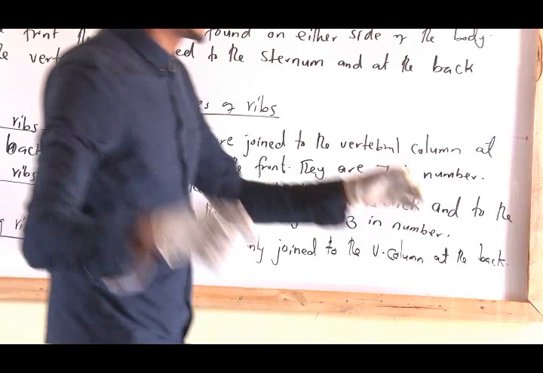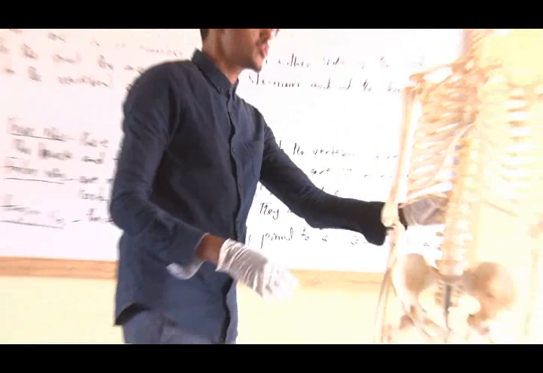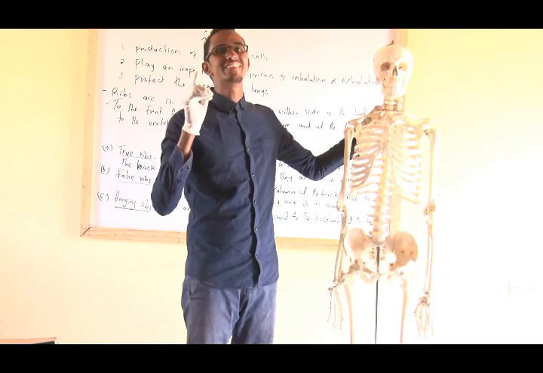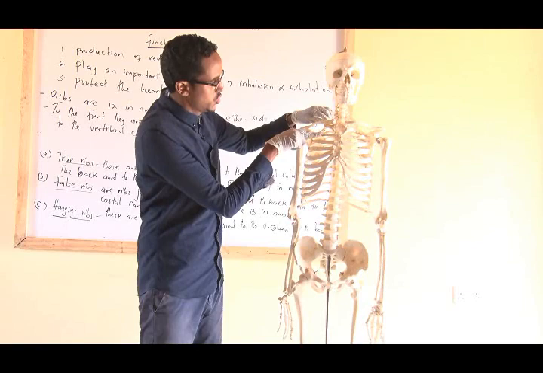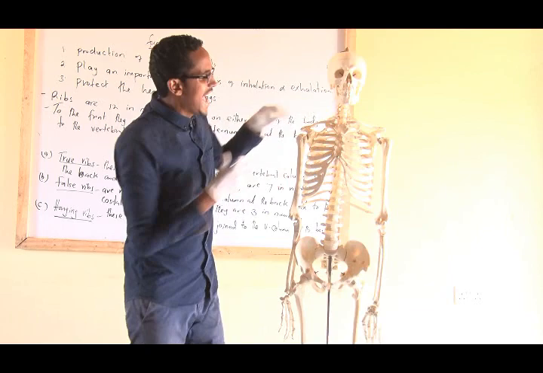If we may see that, I want us to see the true and the false ribs. I said the true ribs are seven in number. Let's count them together. The true ribs, we have 1, 2, 3, 4, 5, 6, and 7. And then you can see this one at the front. They are attached to the sternum, this bone at the front.